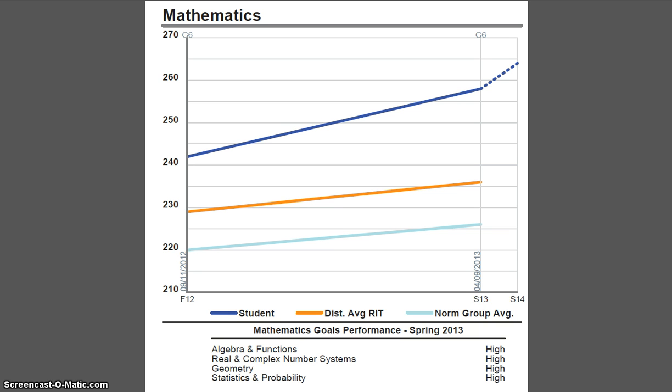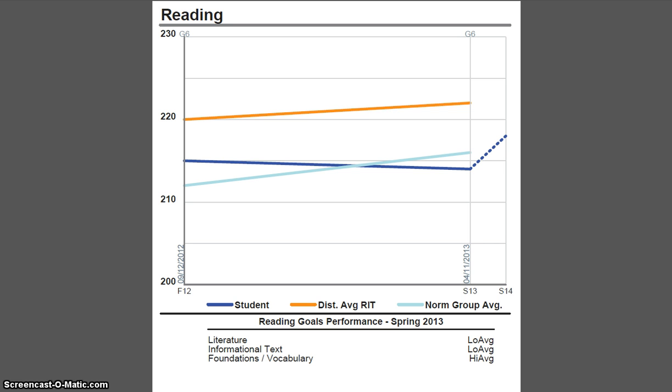The reading graph tells a different story. Here we can see that in the fall, the student's RIT score was between the US and AES average. In other words, the student was above average compared to the US, but below average compared to AES peers. In the spring, the student's RIT score declined, placing the student below the US average as well as the AES average. It is unlikely, of course, that the student actually regressed in reading.